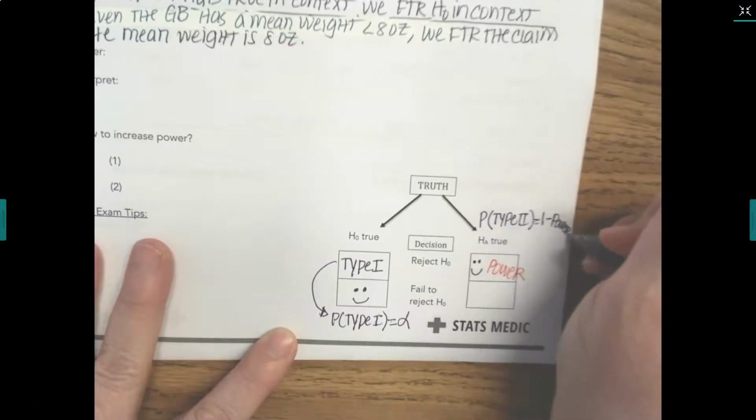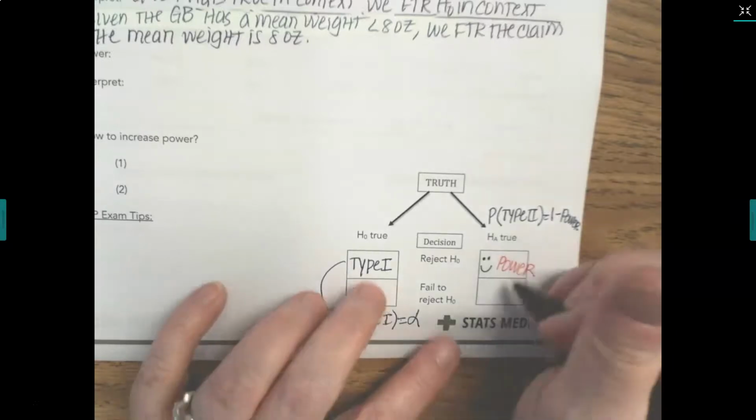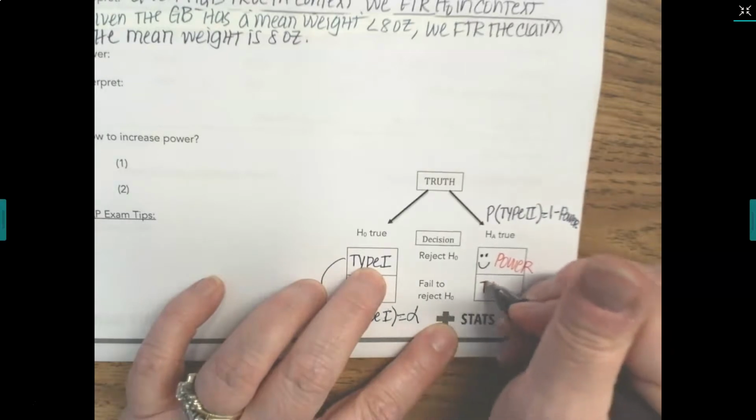You should be given power, and you do not have to calculate it. I've not seen it calculated. I've seen it on one test in many, many years. Okay, so probability of a type 2 error is 1 minus power. Okay, and if your null is true and you fail to reject your null, that's your type 2. All right.